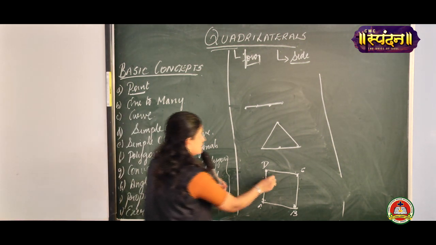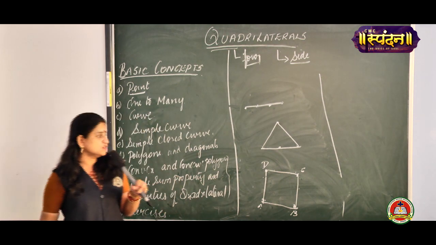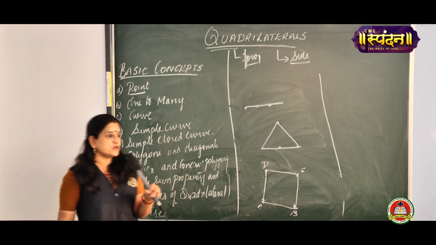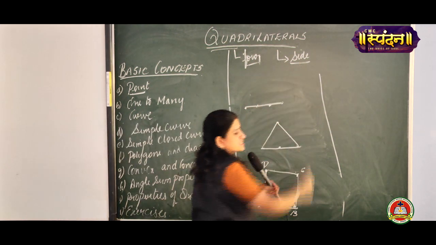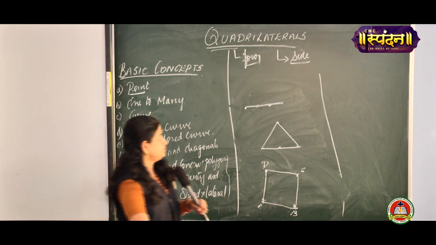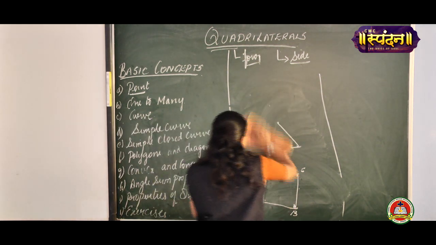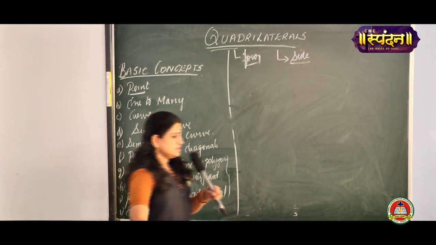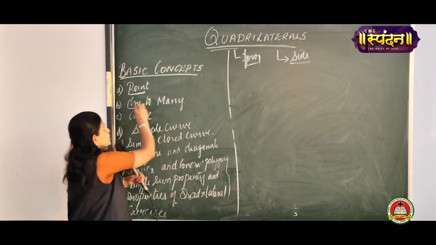So a 4-sided figure, you call it a quadrilateral. As I said earlier, quad means 4 and lateral means side. So you have got a 4-sided figure. So let us move on to the concept.